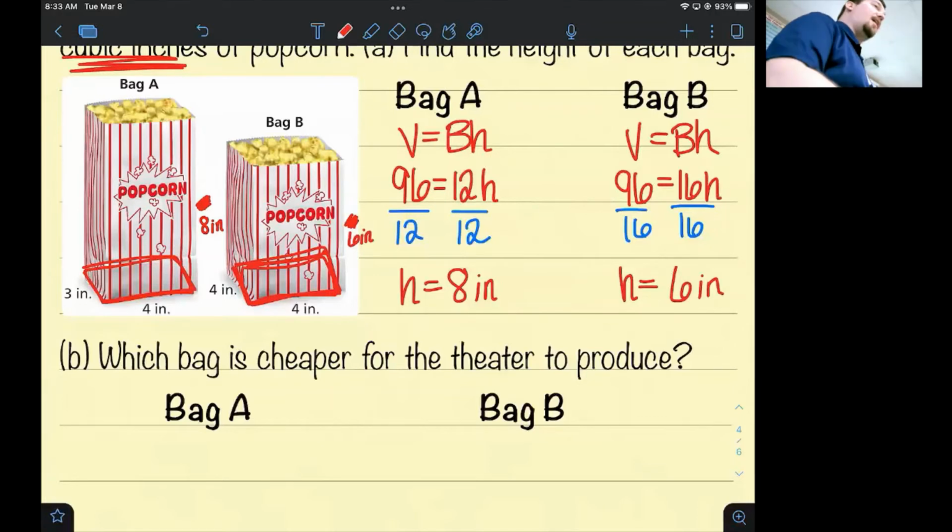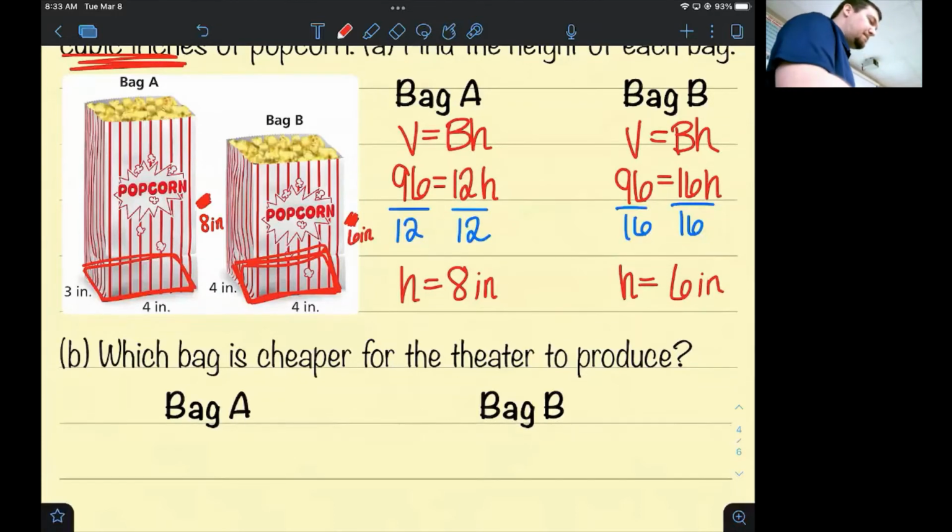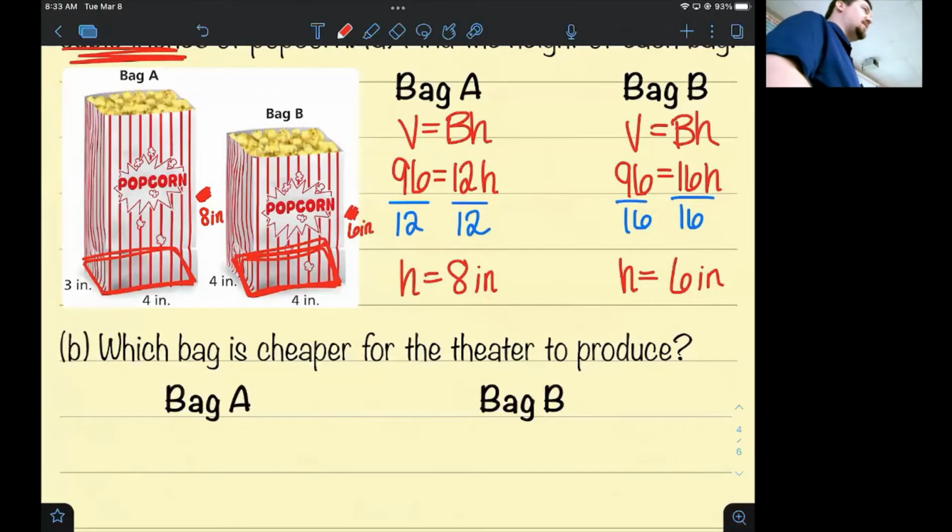So what we're going to do now for part B is find the surface area of each of these bags to see which one uses the most paper. Because if it's all the same to the customers, but it can be cheaper to produce, the company is going to want to save money any way they can, right? So how many sides do rectangular prisms normally have? 6. What about these?